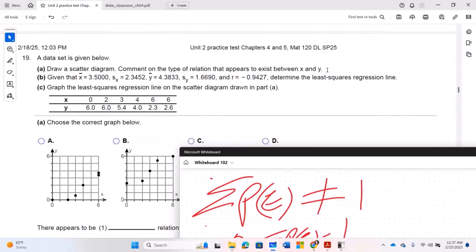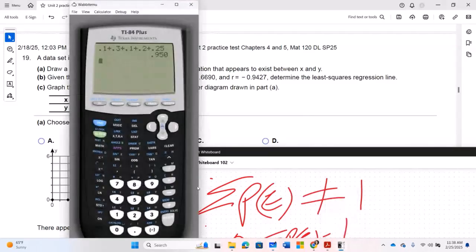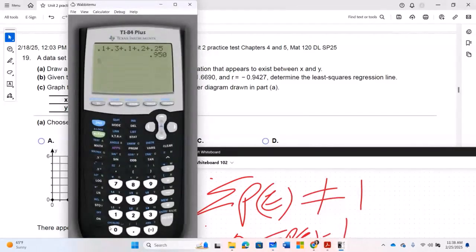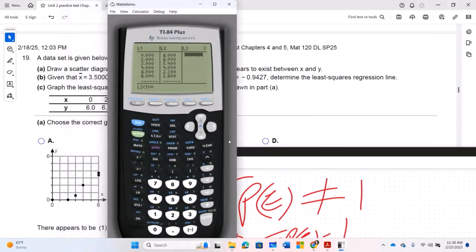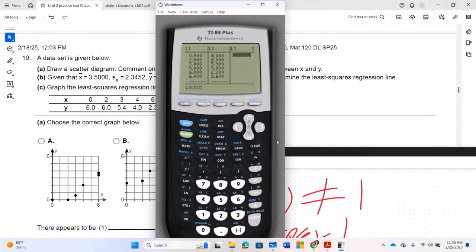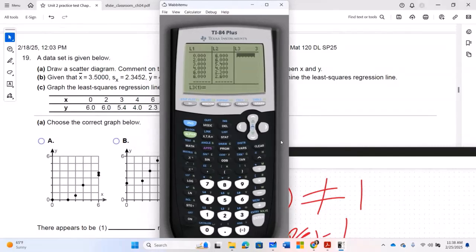Okay, so I am going to type this in my calculator, draw a scatter diagram, and see the kind of relationship between x and y. So let me do that. I hope I still have this data in my calculator. Okay, it is still in my calculator. And by the way, why do I have 3 decimal points?